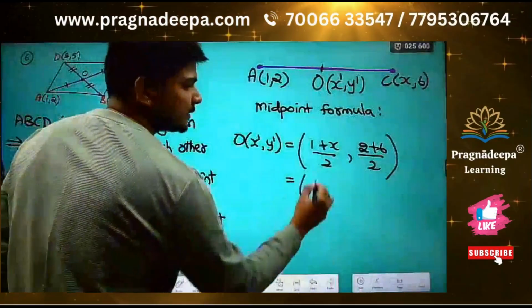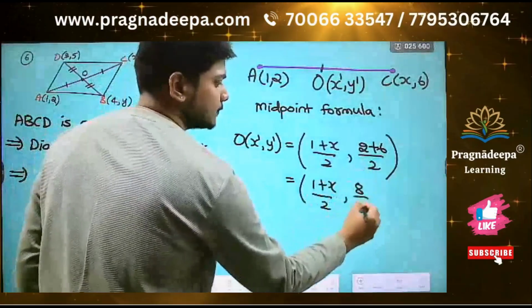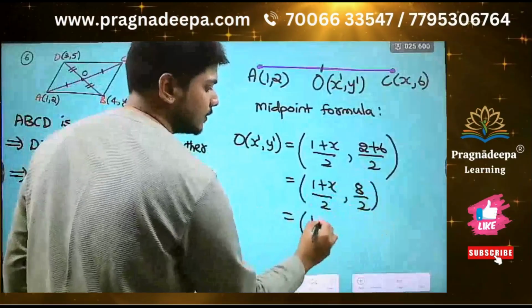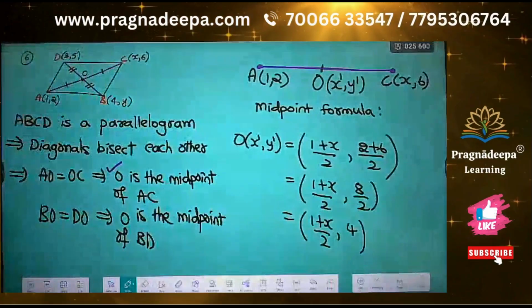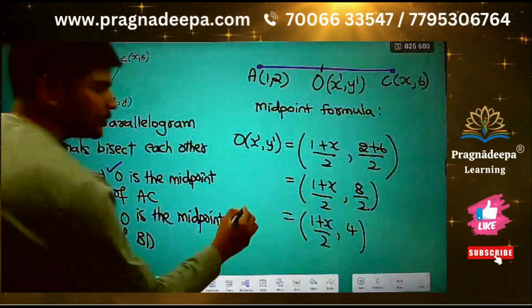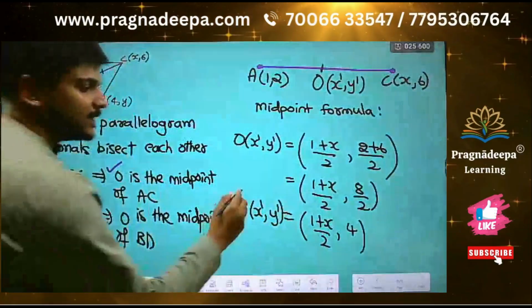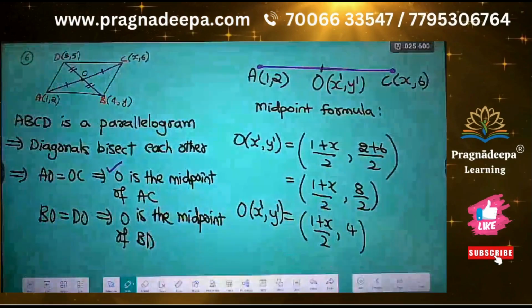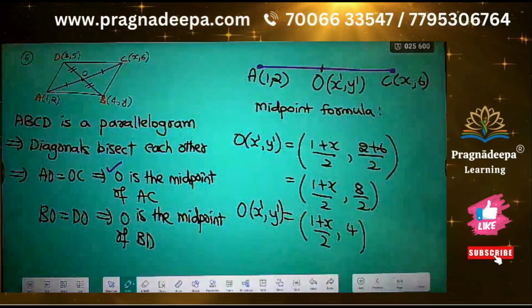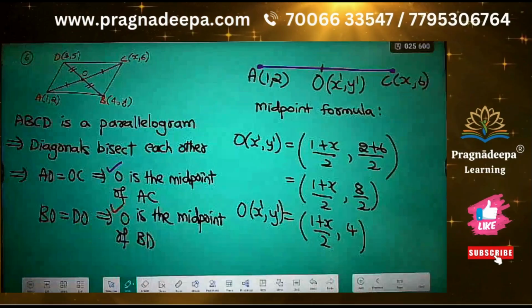So 1 plus x divided by 2. So 8 by 2 means 4. 1 plus x divided by 2, 4. So O of x dash y dash is 1 plus x divided by 2, 4. Similarly, we have another point, that is O is a midpoint of BD.